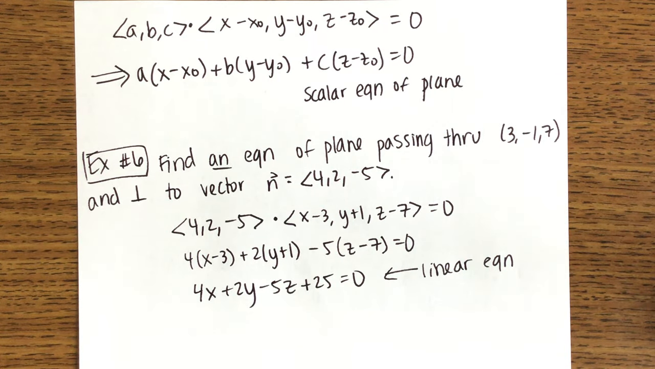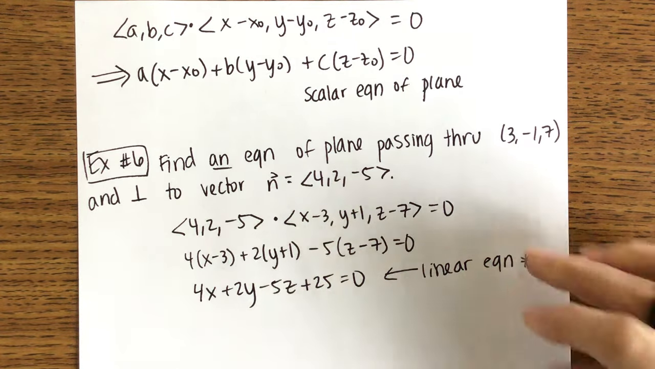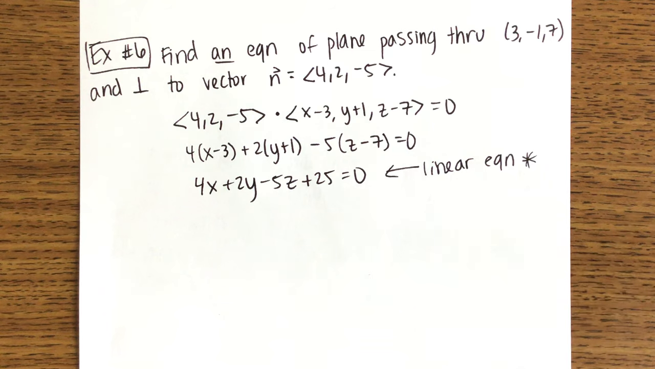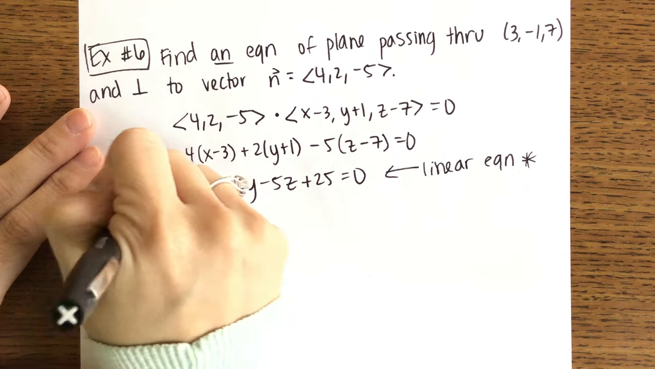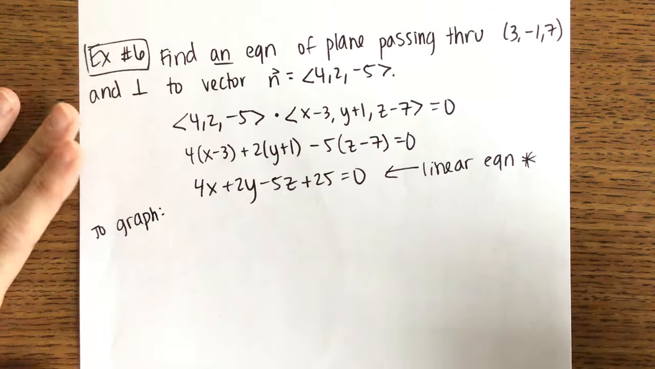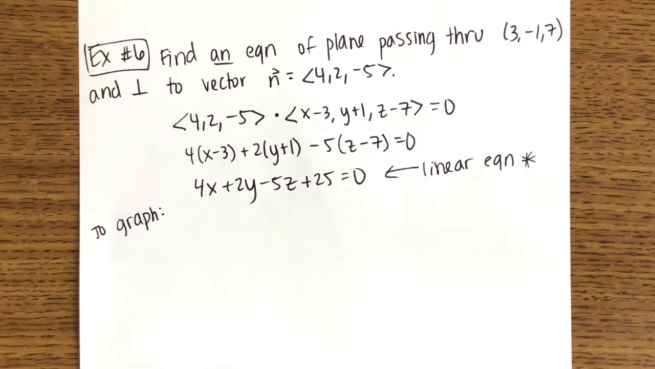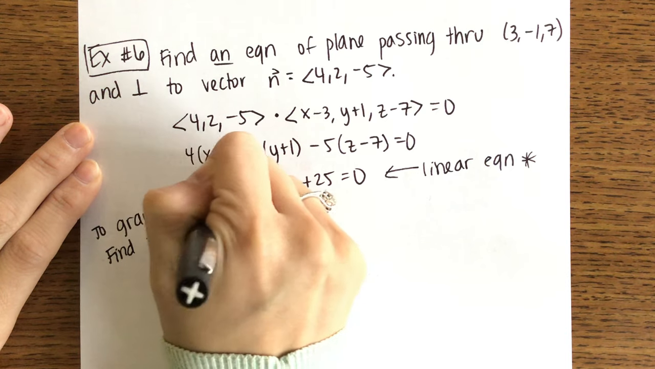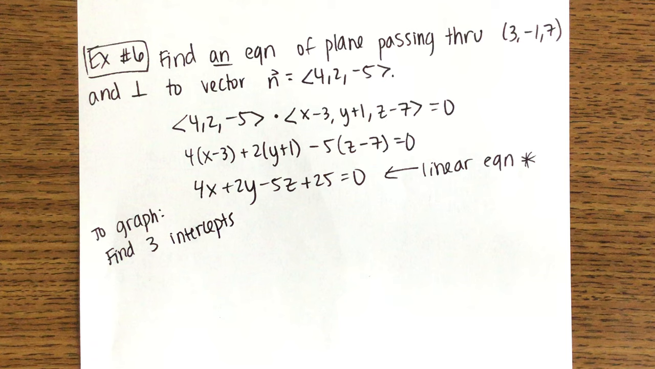Now, if you are asked to graph a plane, the linear equation is most helpful. So if I gave you this equation, how would you go about graphing the equation of the plane? What information does that equation give you? Yes, you're going to find the three different intercepts. So plug in x and y are 0, find the z-intercept. Plug in x and z are 0, find the y-intercept, etc. Can you guys picture that without us actually doing it?